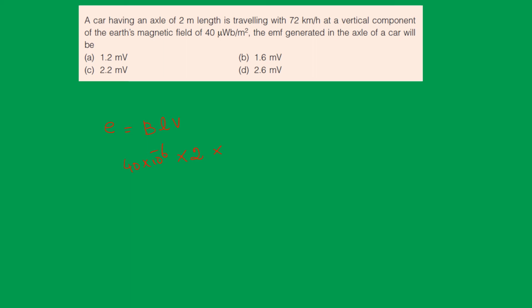72 is given in kilometer per hour. We have to convert it into meter per second. For that we multiply by 5 divided by 18. So the answer is 1.6 millivolt. This is the answer for this question.